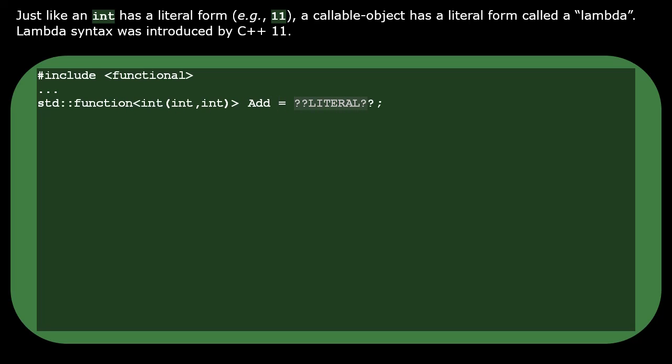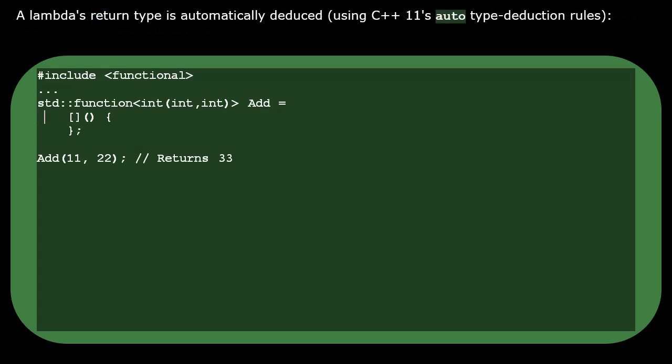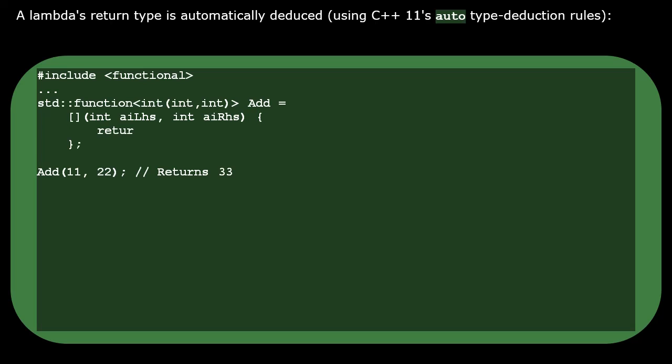A lambda's syntax is square brackets, followed by parentheses, followed by braces. Like any function, you can specify a list of parameters inside those parentheses, and you write the function's body of statements inside those braces. Notice that you do not specify the lambda's return type, however. Instead, it is always automatically deduced using the type deduction rules of C++11's auto.